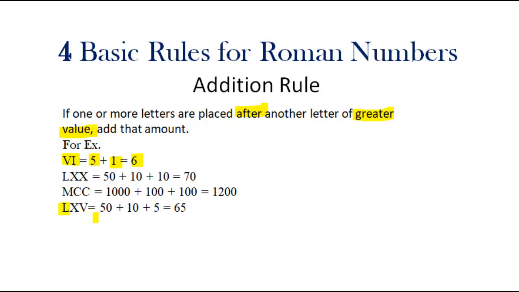LXV: L represents 50, X represents 10, V represents 5, so it is 65. Note that in VI we have the higher value V compared to I. In LXV, L has the value 50, X has the value 10, and V has the value 5. So lower value letters are placed on the right hand side and then they are added.